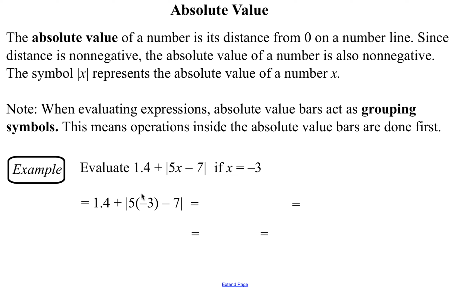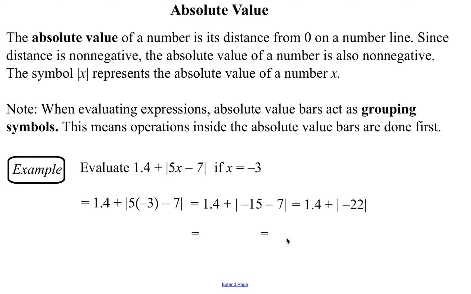Now we have to do this stuff in the absolute value first, so we get -15 minus 7, and again we have to get this down to a single number before we take the absolute value. And now whenever we take the absolute value of a number, we always get a positive value out, so that gives us 1.4 plus 22, which gives us 23.4.